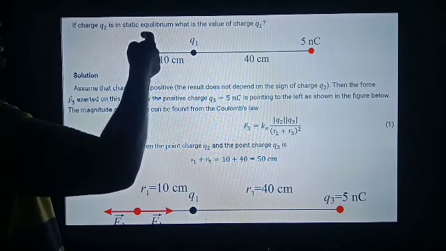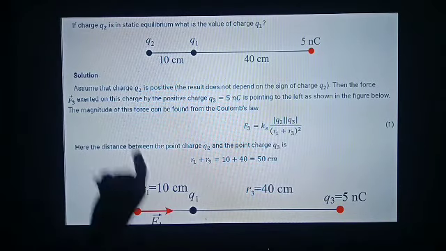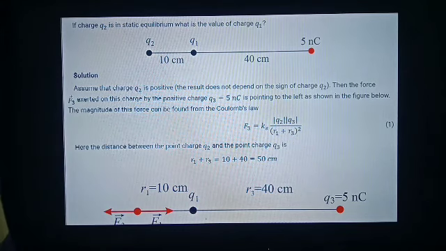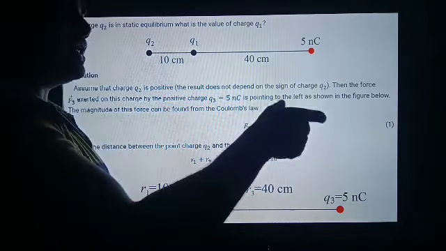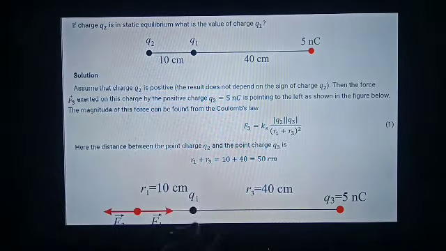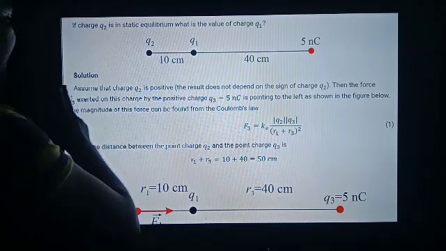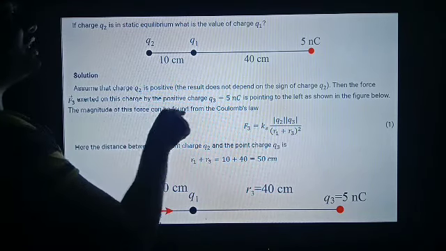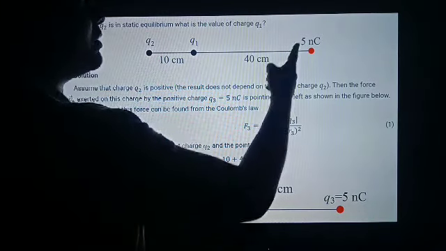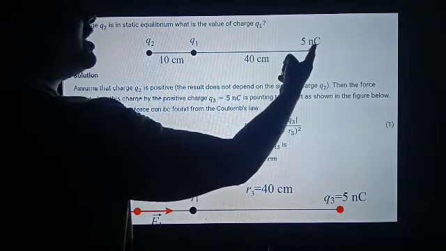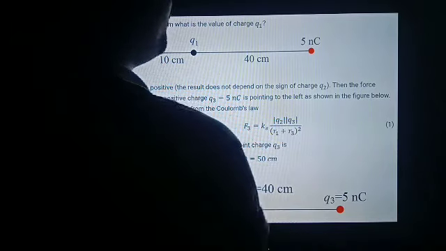If it is at equilibrium, then the force due to this charge and this charge must be equal and opposite. Assume that charge Q2 is positive. The result does not depend on the sign of the charge Q2, because the force will be either attractive or repulsive. That is why we are leaving the sign. The force F3 exerted on this charge by the positive charge Q3 is pointing to the left side. It will repel this charge in this direction, to the left, as shown in the figure.